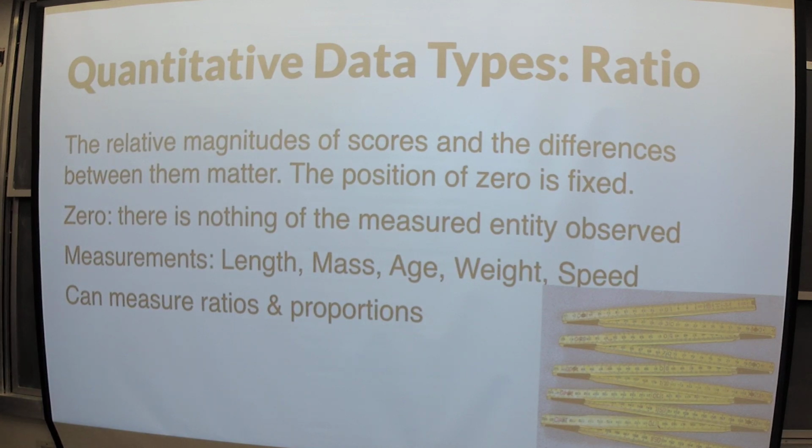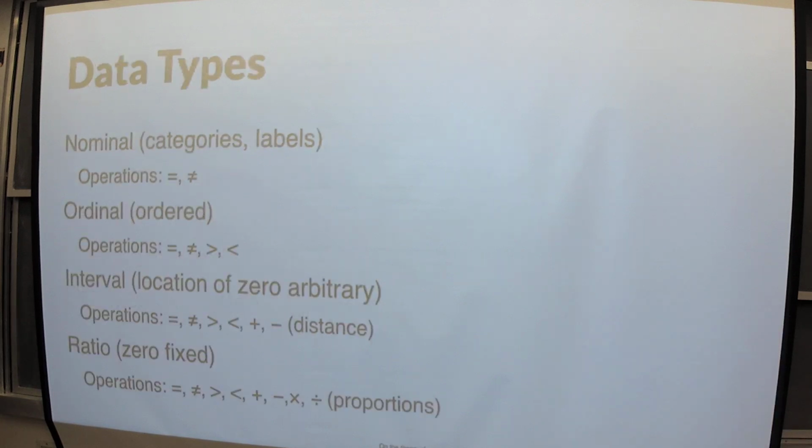So if I run 100 meters in 10 seconds, I'm twice as fast as if I run them in 20 seconds. And that's something that I couldn't say about temperature.